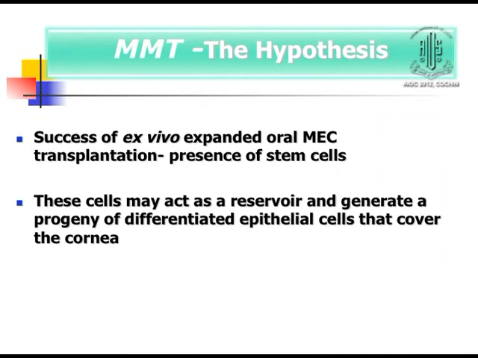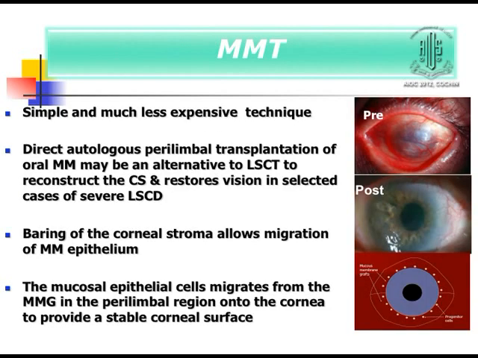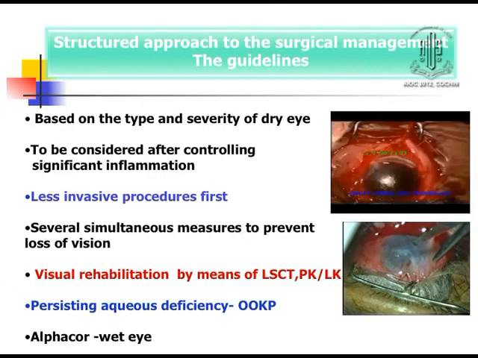The hypothesis of how it works: the success of ex vivo expanded oral mucous membrane epithelial cell transplantation occurs due to the presence of stem cells. These cells may act as a reservoir and generate a progeny of different epithelial cells that cover the cornea. As I said, it is a very simple technique and a much less expensive technique. It is autologous, so the chances of rejection are also less.